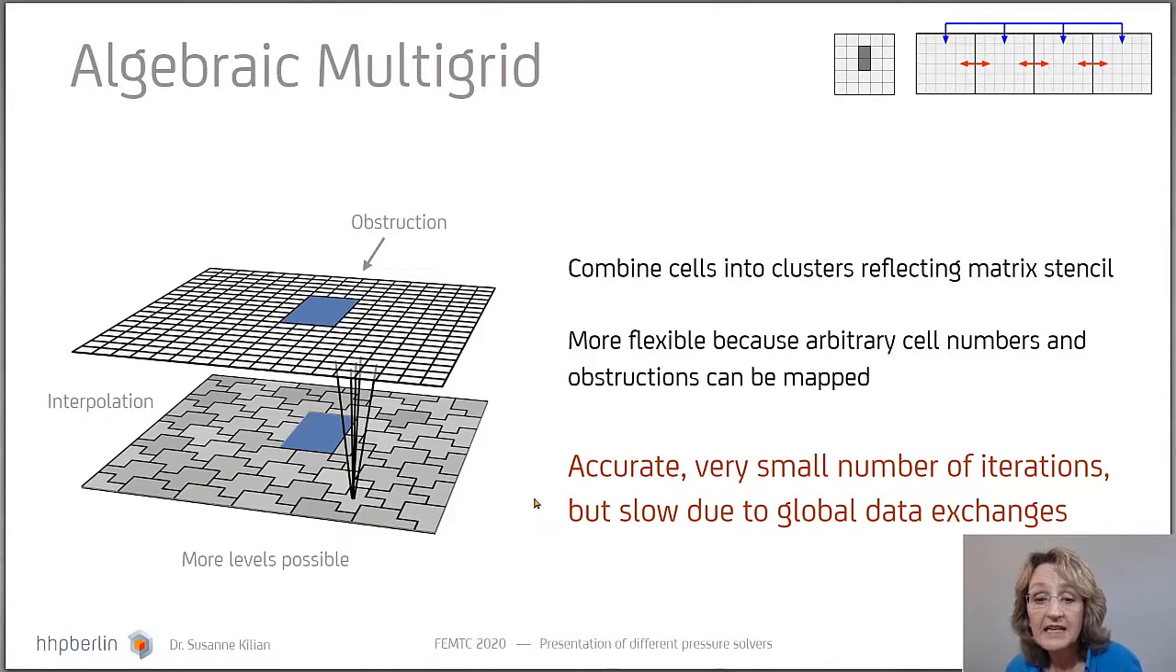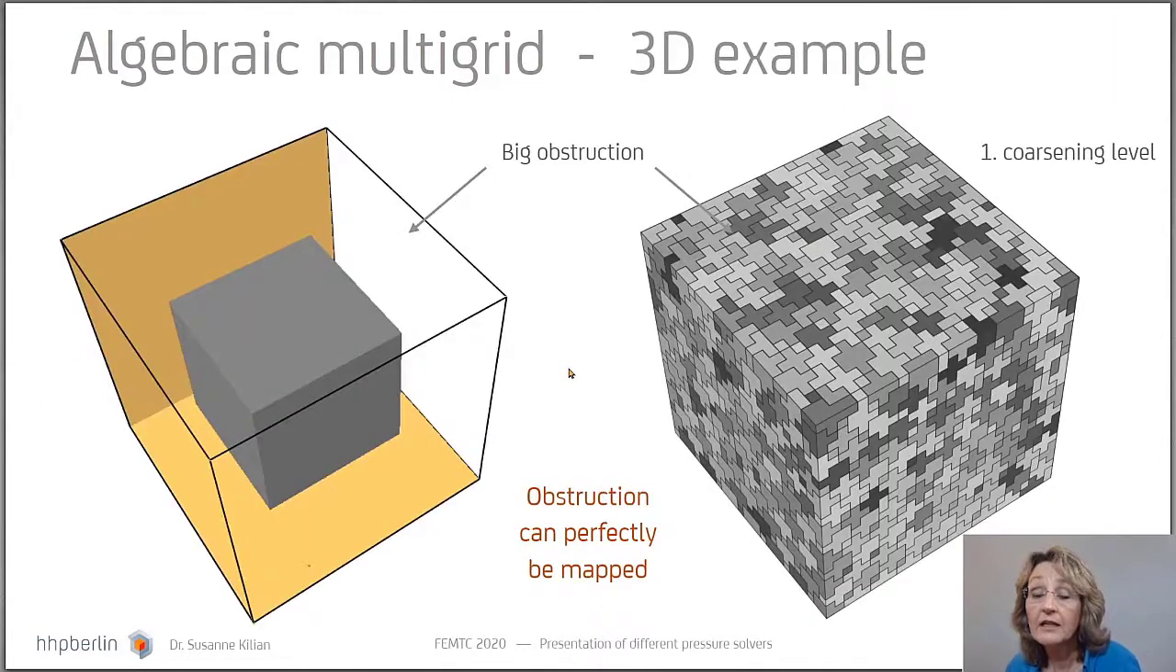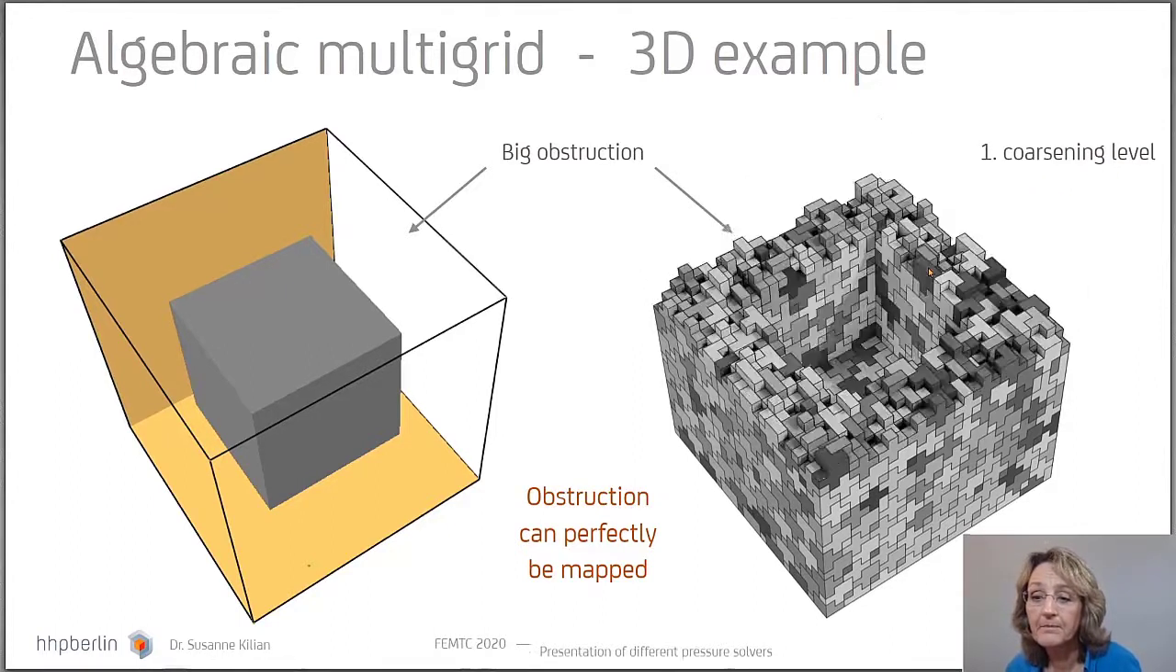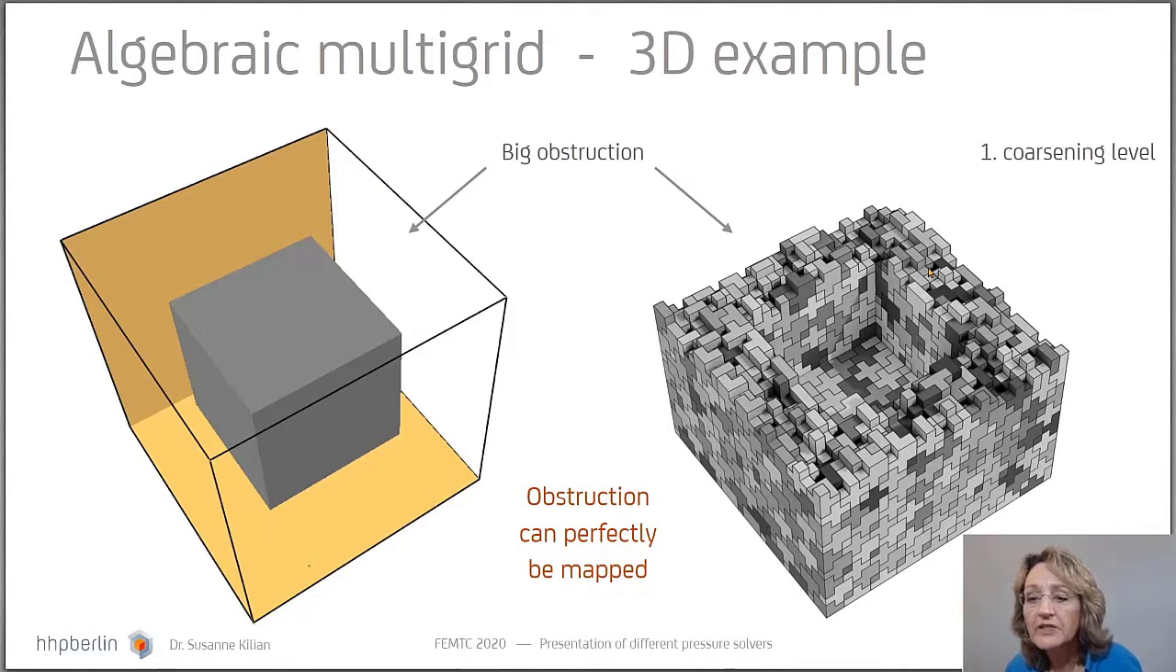But as you can see here, it also works in 3D. On the left-hand side, you see a domain with a huge internal obstruction, just for testing. And on the right-hand side, you see the corresponding coarsened grid. If we look inside this grid, then we can see that it really perfectly matches this internal shape. And here I can really use the correct boundary conditions.